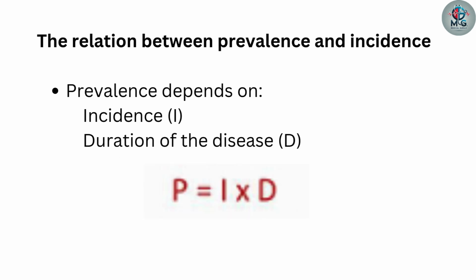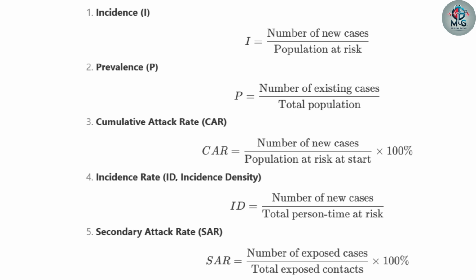The relation between prevalence and incidence. Prevalence depends on incidence and the duration of the disease. 1. Incidence, I, equals the number of new cases divided by the population at risk. 2. Prevalence, P, equals the number of existing cases divided by the total population.